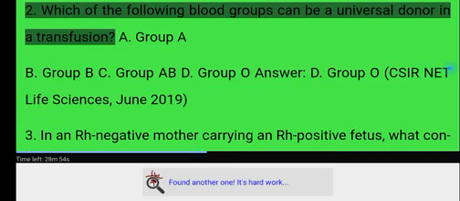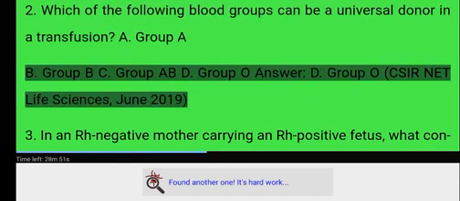2. Which of the following blood groups can be a universal donor in a transfusion? A, group A; B, group B; C, group A, B; D, group O. Answer: D, group O. CSIR NET Life Sciences, June 2019.